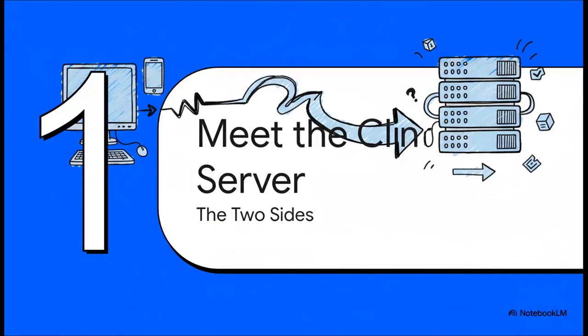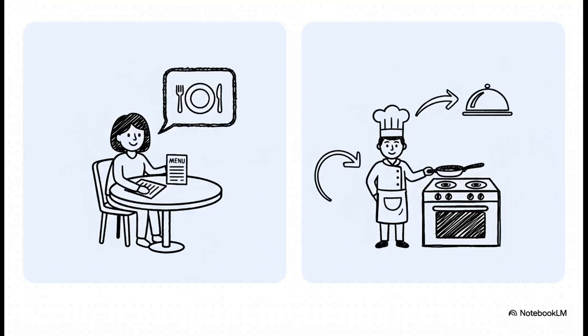Okay, so to really understand this conversation, we need to properly meet the two key players involved. Let's break down who they are and what their jobs are. The best analogy is a restaurant. The client is you, the diner. You're sitting there at the table, you've decided what you want, and you're the one who makes the request. The server? That's the kitchen. It's this powerful behind-the-scenes operation that takes your order, does all the hard work, the processing, the cooking, and then sends the finished dish right back out to you. The client initiates, the server fulfills.